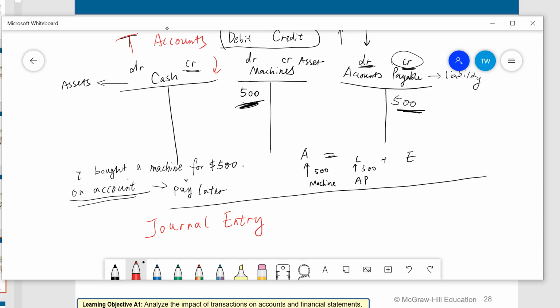And now I'm going to show you the journal entry for this transaction. This is a transaction, meaning an event that happened in a business that needs to be recorded. So to record this transaction using a journal entry, you will first of all write down a date. So perhaps today is February 6th. And you write down the name of the accounts. So I will write down machines. And in the next line, you write down accounts payable.